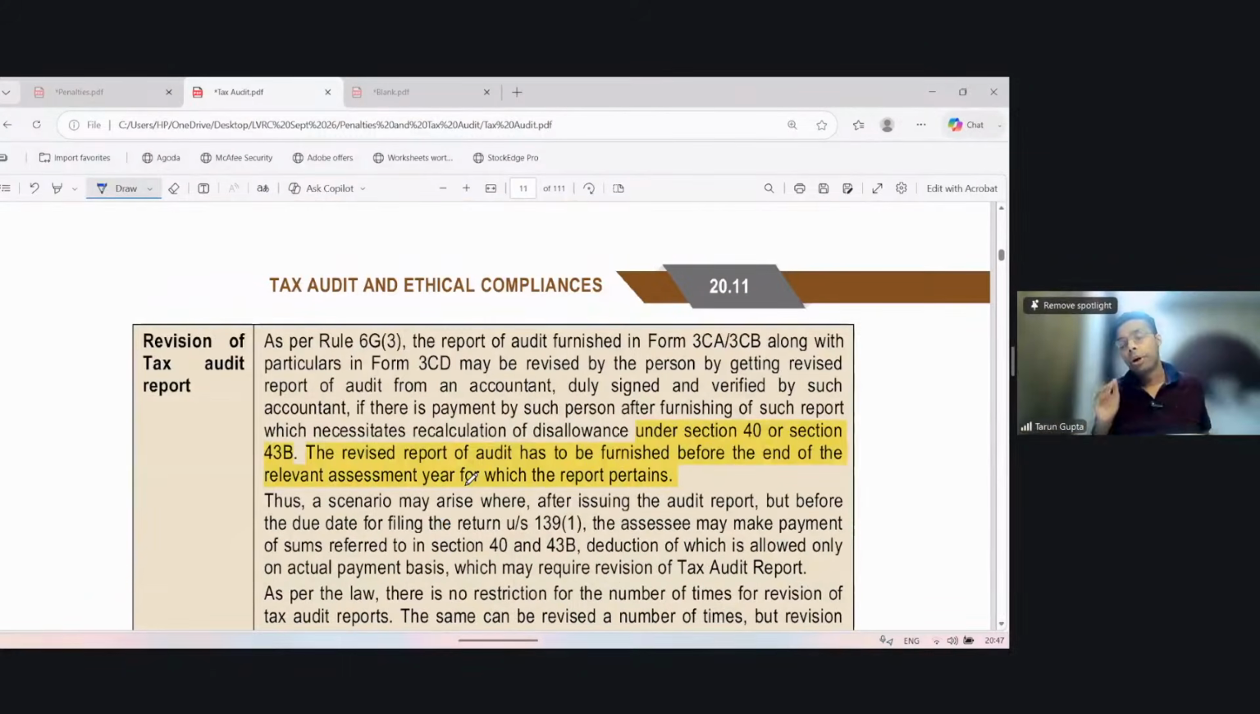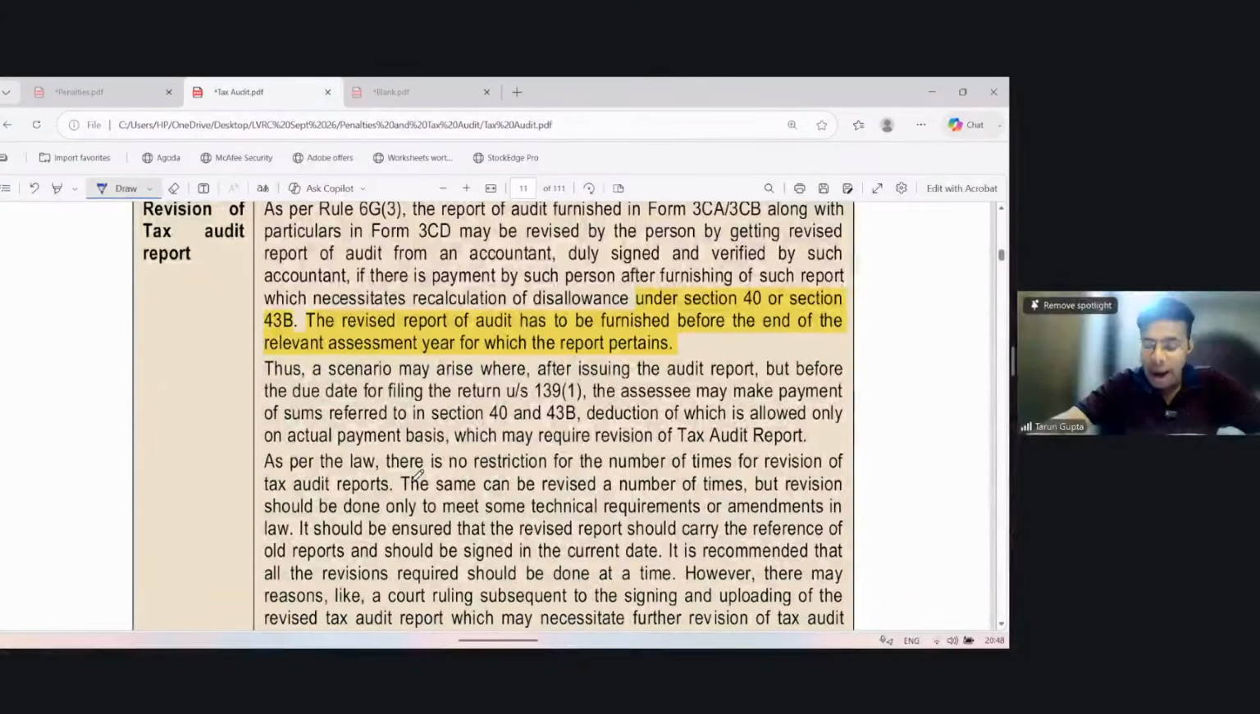Now revision, an important part. How can the tax audit report be revised? Answer is yes. It can be revised up to the end of the assessment year. Why? Because it may happen that after the issue of the tax audit report, the assessee may have made some payment towards TDS or towards an expenditure referred to in section 43B, and therefore the revision is necessary on account of claiming deduction under section 40A, 40 or 43B. But such revision has to be made by the end of the assessment year.